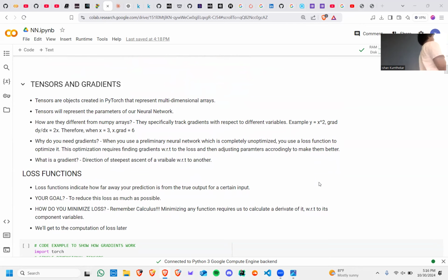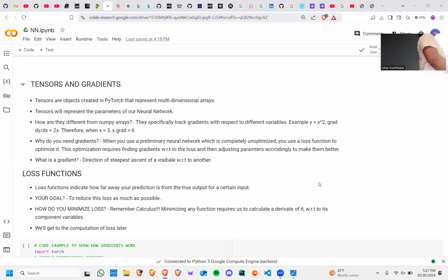Look at this simple example of tensors. y is equal to x squared. That's a relationship between two tensors, y and x. Now, if you want to calculate the gradient of y with respect to x, that means dy/dx, you get 2x. That's what you know from basic calculus. And when x is equal to 3, you get the gradient as 6, because you just plug in 3 here and you get 6. So why does this matter?